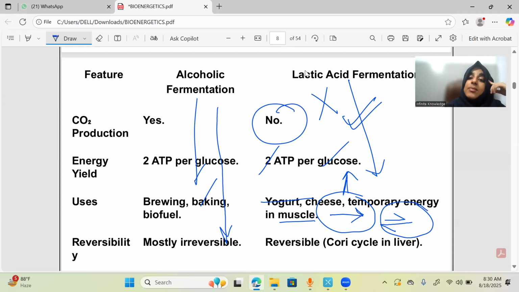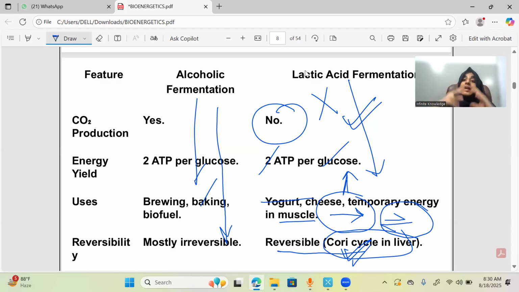Whereas lactic acid fermentation is reversible in human beings, right? Whenever muscle cells produce lactic acid, this lactic acid can be converted back into pyruvate. And this is known as the Cori cycle. So when they ask you what is the reversal of lactic acid fermentation in human beings, you're going to say that it is the Cori cycle.